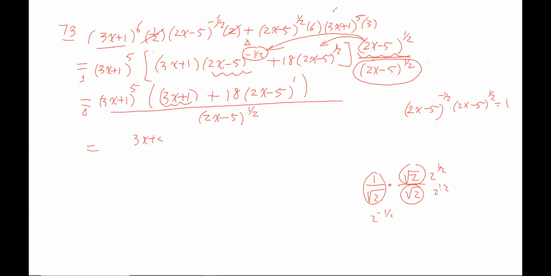So we simplify the inside. You don't leave this here. You have to simplify the inside. You get 36 plus 3 is 39x, and negative 90, so it's going to be negative 89, divided by 2x minus 5 to the 1/2.